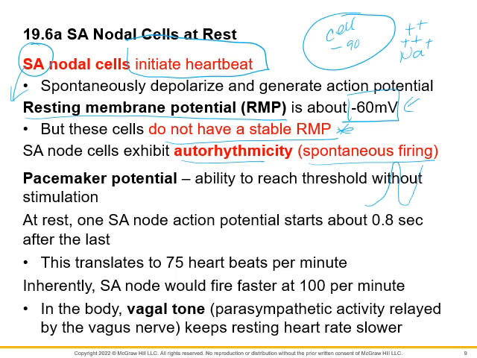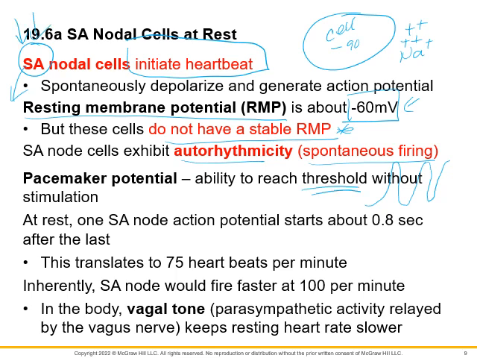And then immediately after repolarization, they're going to do depolarization again. And then they start to do repolarization, they automatically do depolarization again. So they're never at a continual resting membrane potential. They immediately go from depolarization to repolarization to depolarization over and over again. They can reach threshold without stimulus.